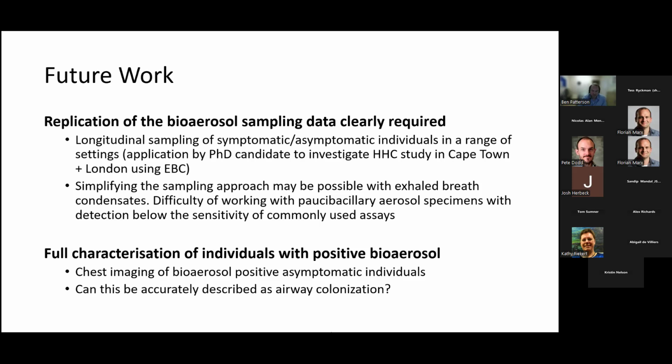The other thing is we obviously want to try and understand more about what having a positive MTB bioaerosol means. The full characterization, I think, probably involves doing cross-sectional imaging of some of these asymptomatic individuals and establishing, do they have any evidence of disease? An alternative idea could be, is there just a huge amount of not clinically apparent disease, or should we actually be thinking about this as airway colonization?